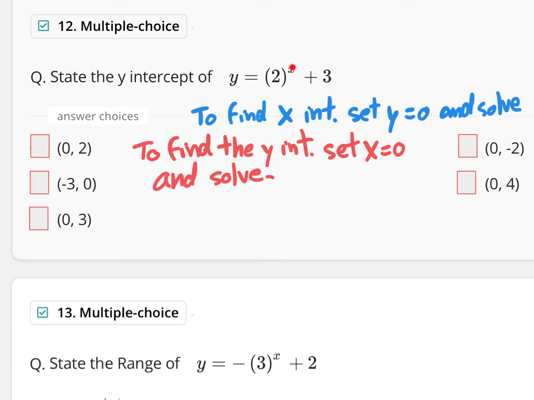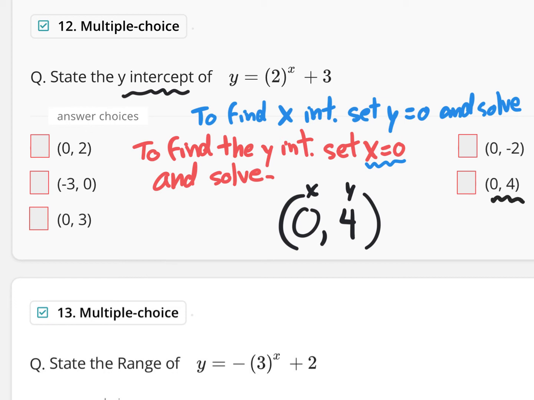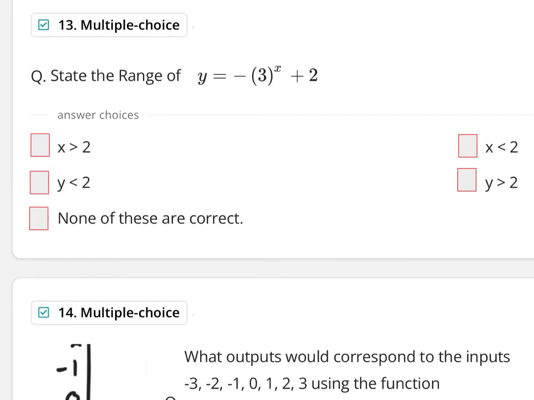There's x. Put a 0 right there. 2 to the 0 power is 1. 1 plus 3 is 4. So what does that really mean when you set x equal to 0? That means that your x value of your coordinate is 0. And when you plug in 0, the input 0 gives you the output of 4, which is your y value technically. So what is the y-intercept? It's the coordinate 0, 4. So here's your correct answer. Let's move on.